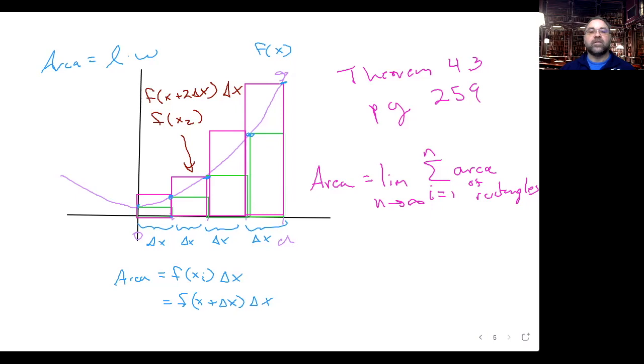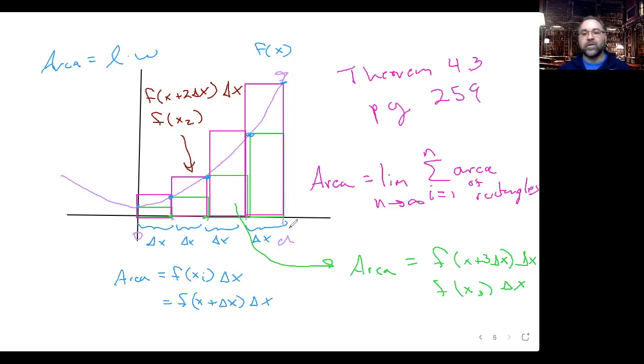And then this third rectangle, where can I write it? I'm kind of running out of room. I'll write it over here. Its area is f of x plus three delta x's times delta x. See, if we designate each point along the x-axis x1, x2, x3, you can find them by just adding the proper number of delta x's.